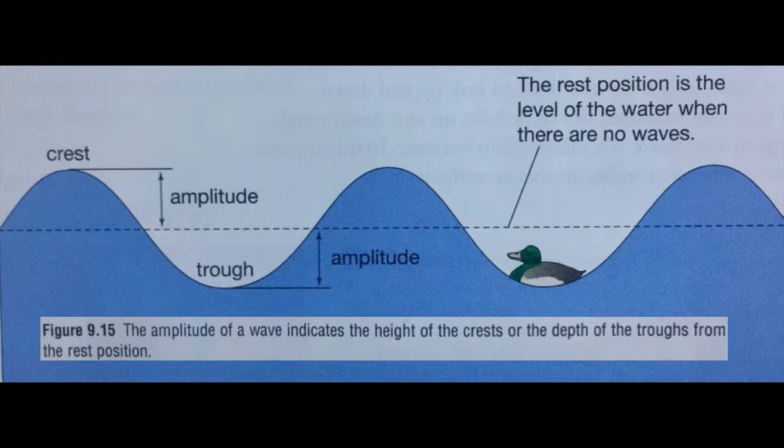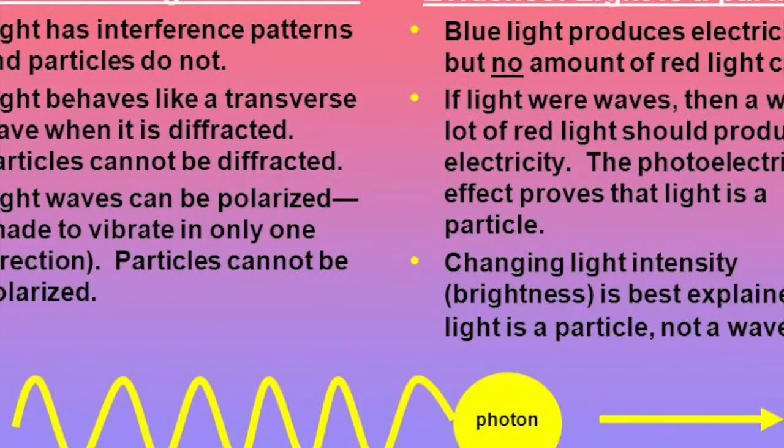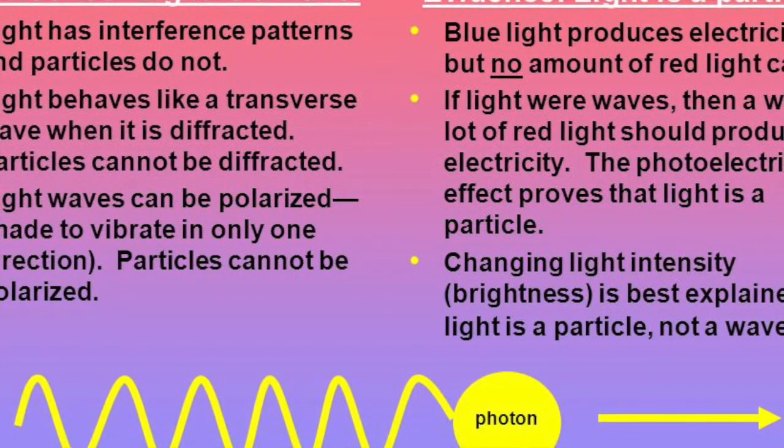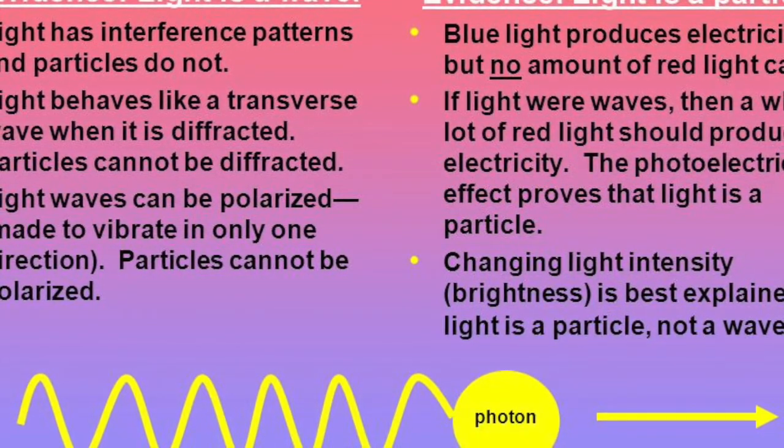The rate at which the duck and water move up and down is called the frequency, F. Frequency is the number of cycles completed by one vibrating object in a unit of time. Frequency is usually measured in hertz, or cycles per second. If something vibrates 20 times a second, its frequency is 20 hertz.